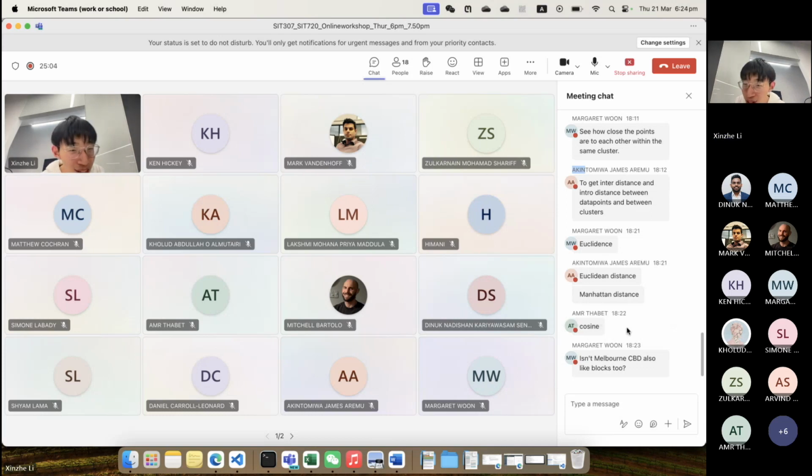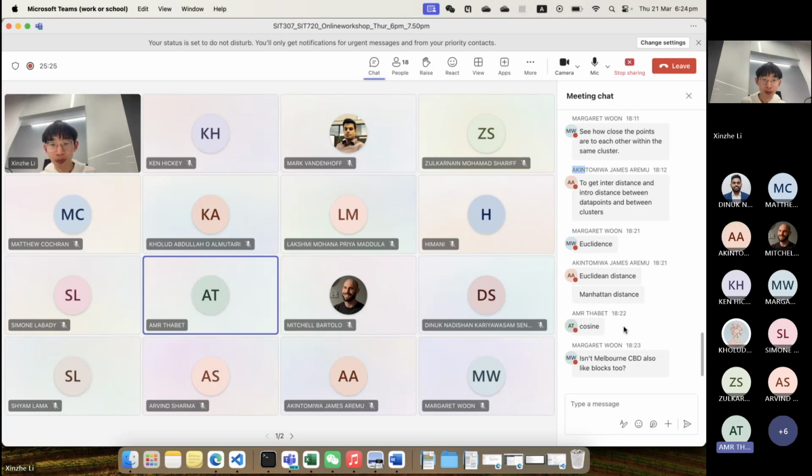So who said cosine? Okay, Amma said cosine distance. Amma, I can ask the question. Do you know when should we use Euclidean distance? When should we choose cosine rather than Euclidean distance? If I got it right, the Euclidean is just like a direct line between A and B. But for the cosine, if we care about the direction and angle, then we think about cosine.